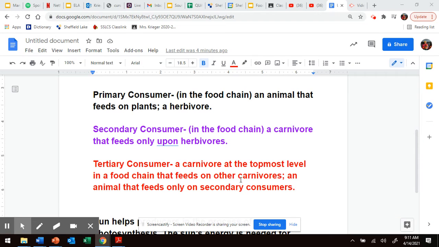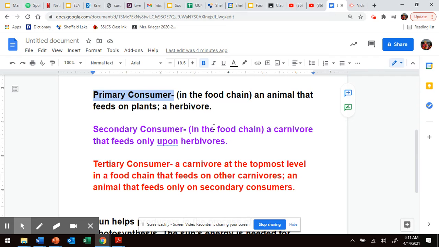All right, let's move to the other definitions, double checking your answers here. After we talked about consumers, and there's three types, herbivores, omnivores, and carnivores, you were asked, what is the definition of a primary consumer? Think about primary school, okay? That's your elementary, your early years. When we talk about primary consumers in the food chain, that is an animal that feeds on plants.